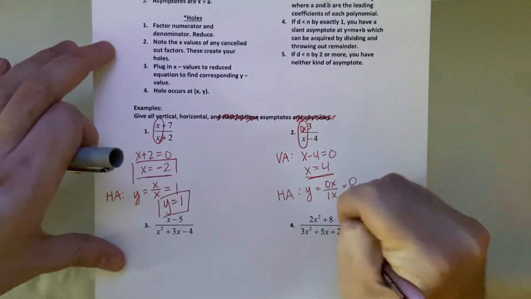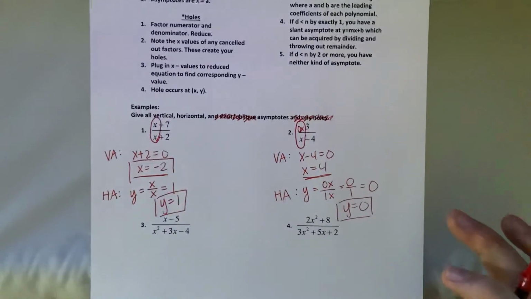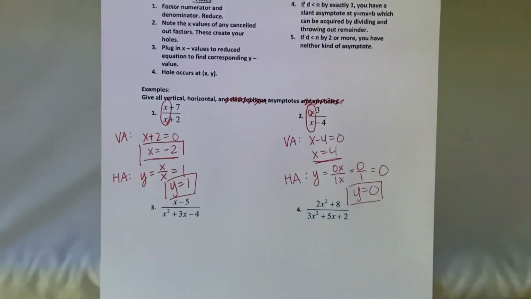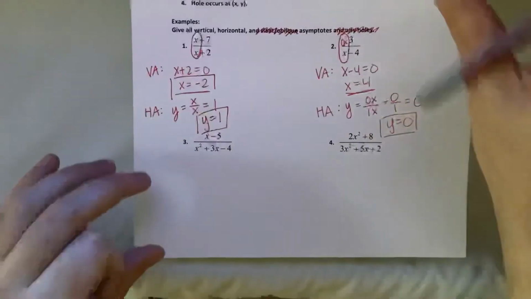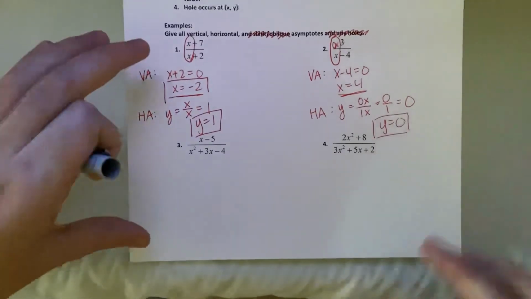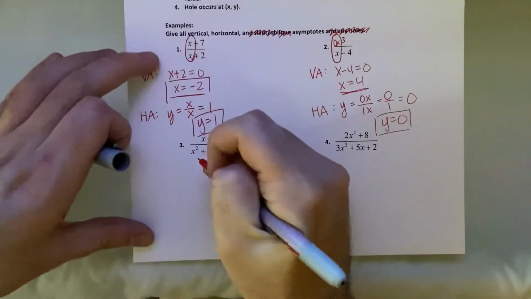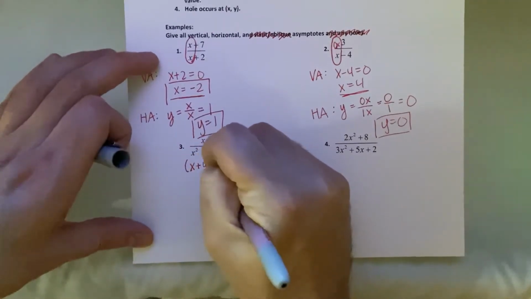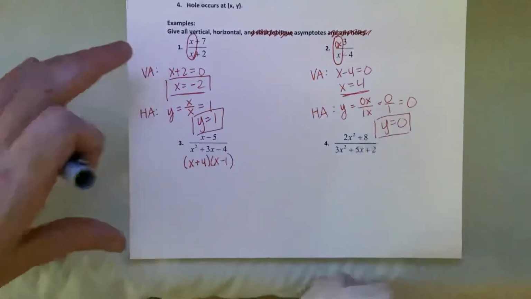So this is an explanation for why it's y equals 0 when the denominator's degree is larger, because you just write in the 0 in the numerator, and 0 divided by anything is 0. Let's look at number 3: 3x minus 5 over x squared plus 3x minus 4. The denominator factors into x plus 4 and x minus 1.